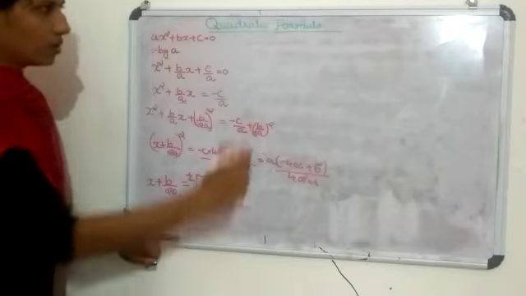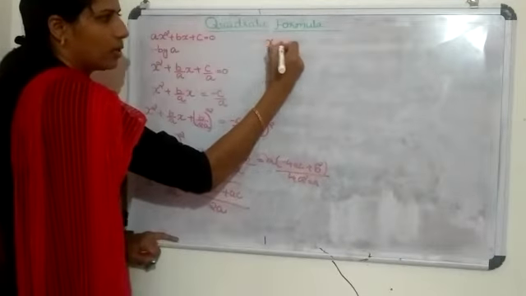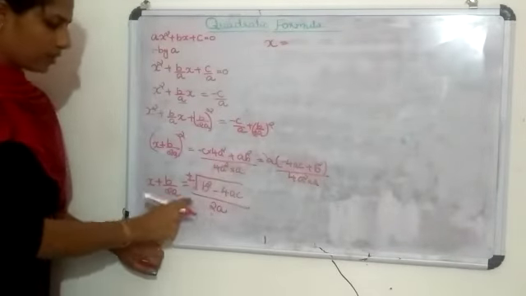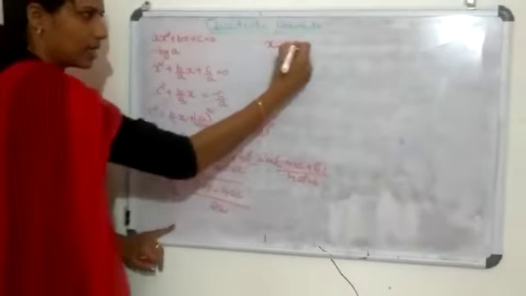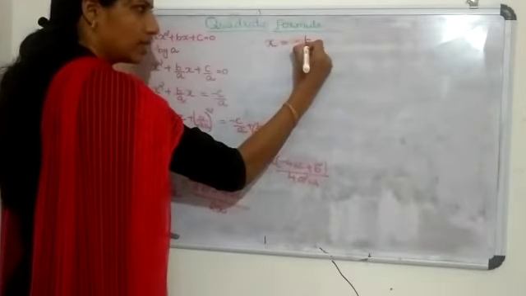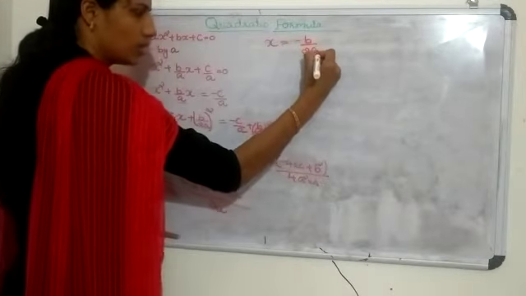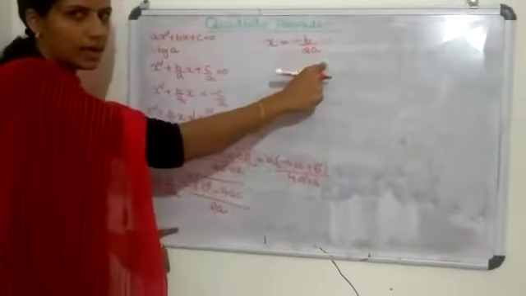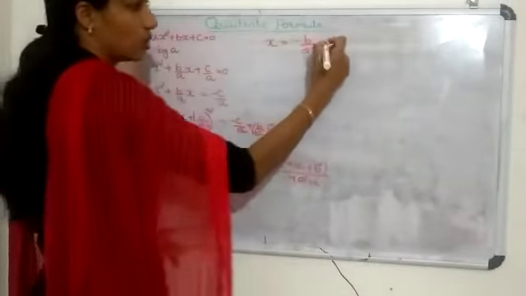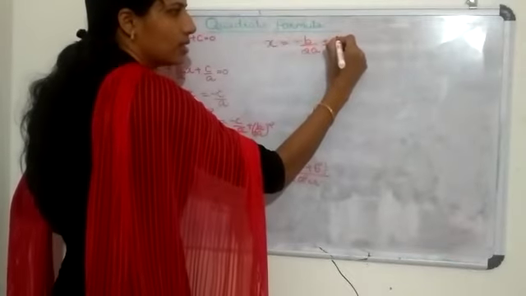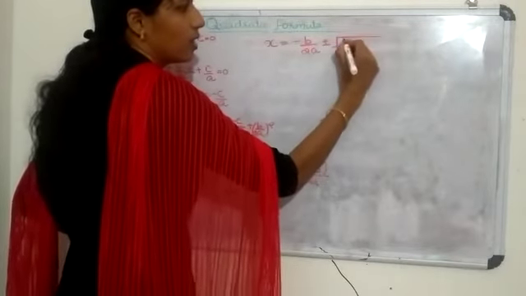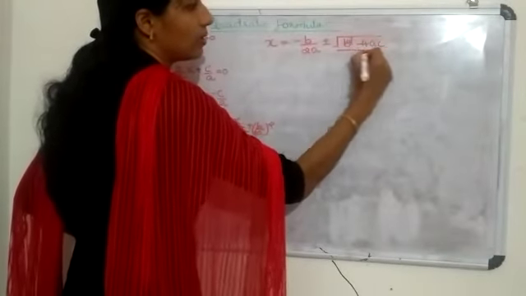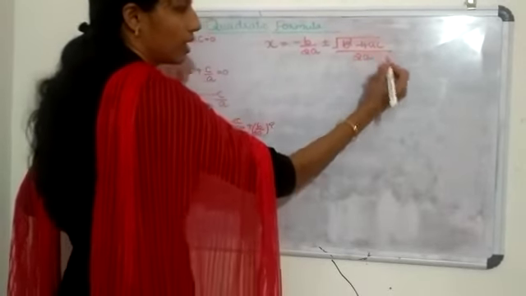Now x plus b by 2a is equal to what we got like this. From this, what is x? x equals minus b by 2a. That means when plus b by 2a moves to the RHS side, it will become minus b by 2a plus or minus square root of b square minus 4ac divided by 2a.